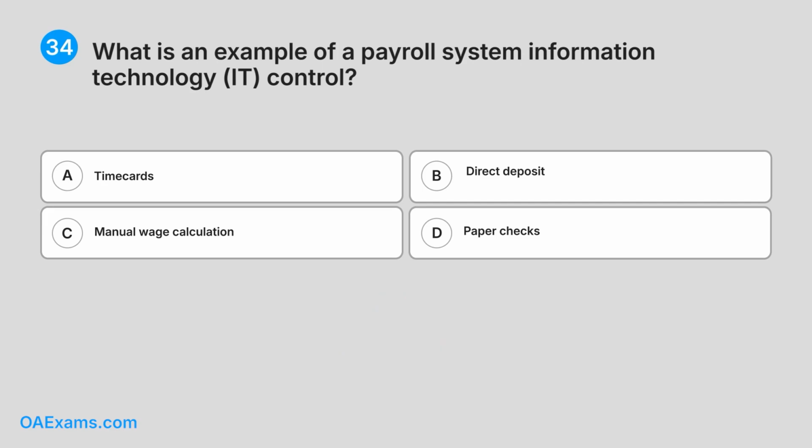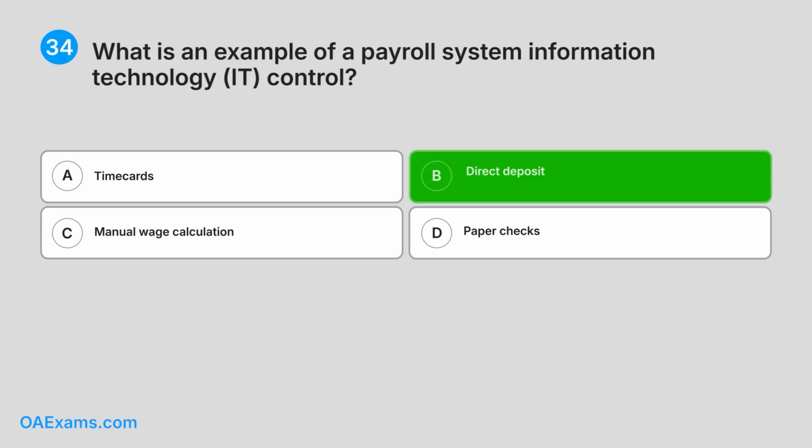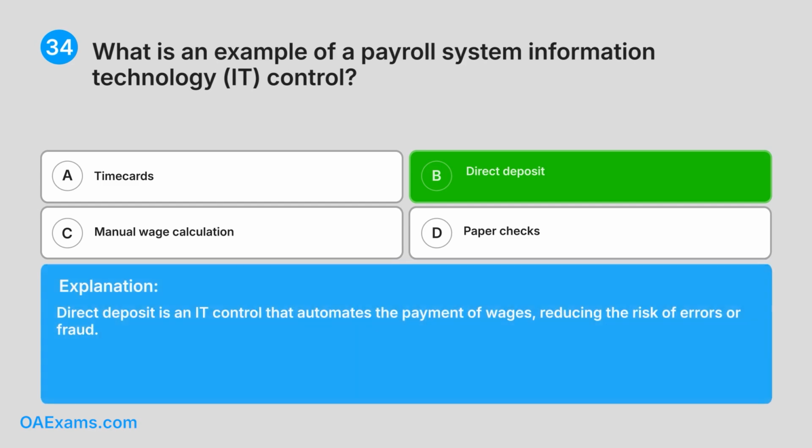Correct answer. B. Direct deposit. Explanation. Direct deposit is an IT control that automates the payment of wages, reducing the risk of errors or fraud.